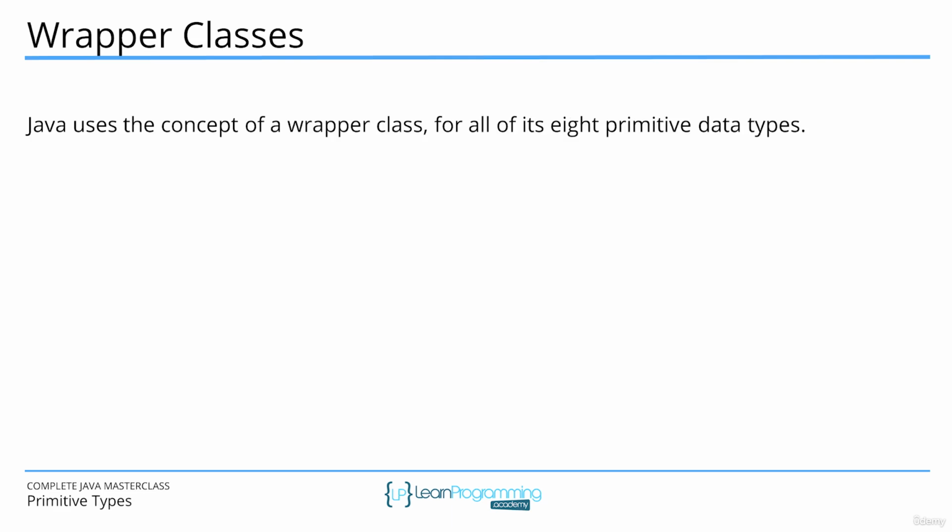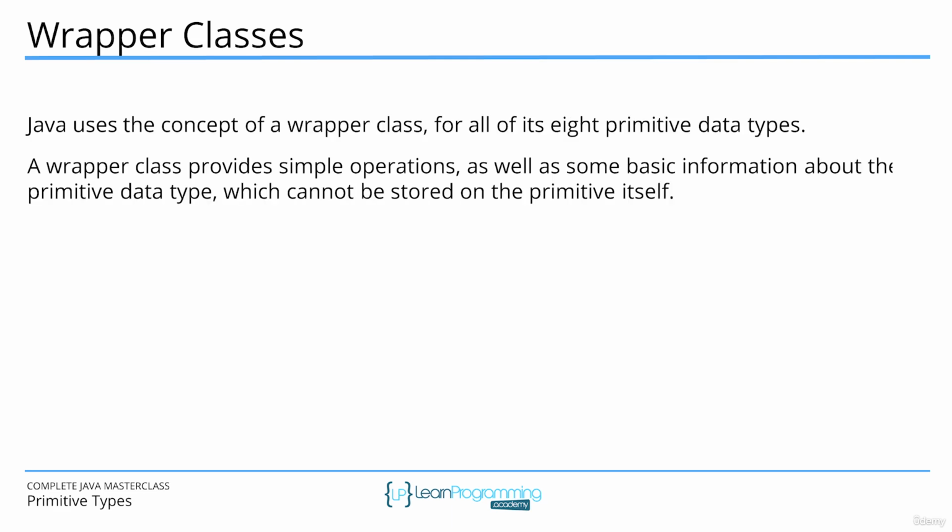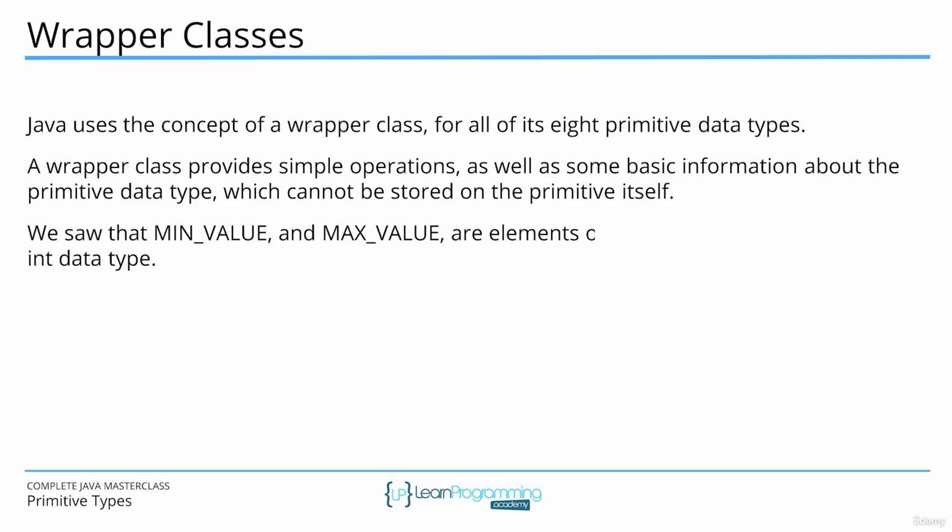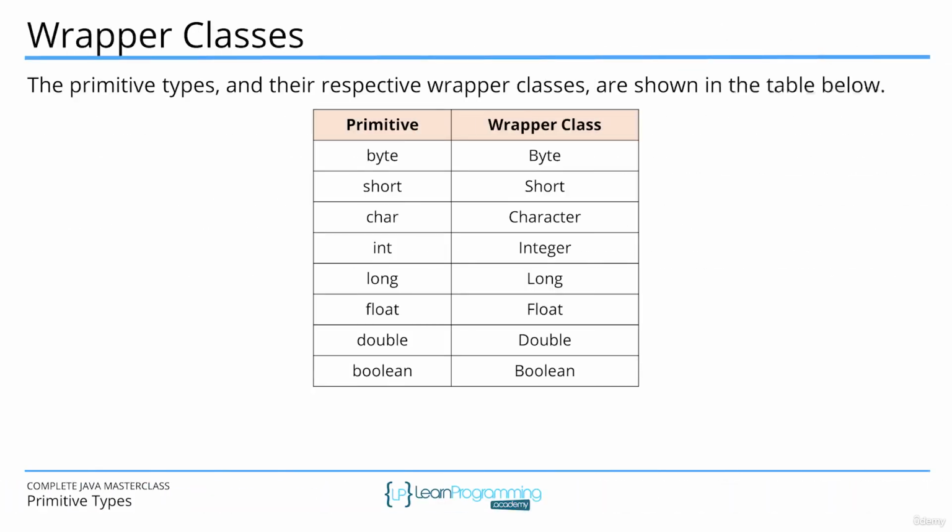Java uses the concept of a wrapper class for all of its 8 primitive data types. A wrapper class provides simple operations as well as some basic information about the primitive data type which cannot be stored on the primitive itself. We saw that MIN_VALUE and MAX_VALUE are elements of this basic information for the int data type. The primitive types and their respective wrapper classes are shown in the table below.